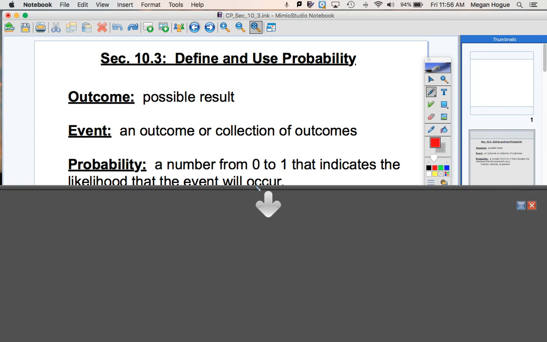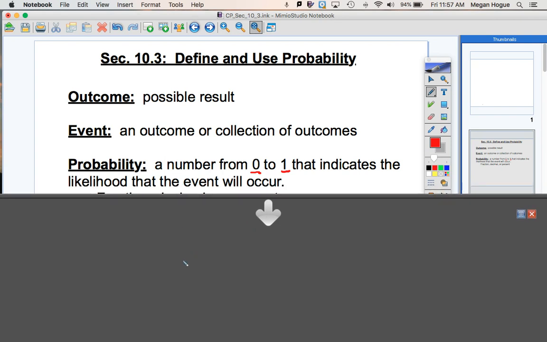Probability, this is important. It's a number from 0 to 1 when we talk about probability. So we can't have negatives. We can't have something happening more than one time, because we can also talk about it in terms of percentage. So we can't have it happen more than 100% of the time. Can't be negative percentages. And that indicates the likelihood that the event will occur.